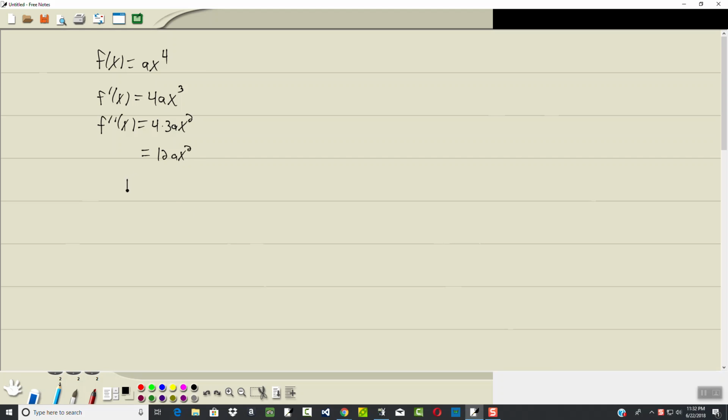Now to find our critical values, we set that equal to 0, and I want to solve for x. If I divide both sides by 12a, because both of those are numbers, remember a is just a number, then we get x squared equals 0 divided by that, which gives us 0. Drop the squared, put a plus or minus square root on the other side, and we get x is equal to 0. That's our critical value.